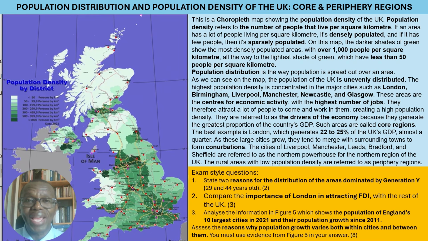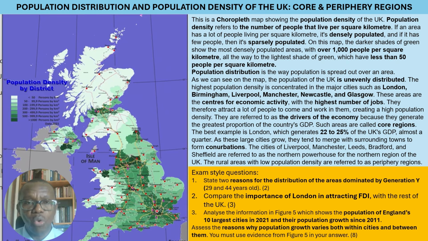Now, of course, the areas that are not as densely populated are referred to as peripheral areas or periphery areas. And to be more specific, we refer to them as the rural periphery here in the UK. So the key things here to note are population density, population distribution, conurbation, and then also urban cores and rural periphery.